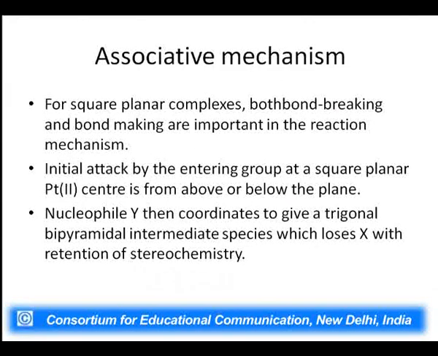Here both bond breaking and bond making are important steps, and firstly there is attack by the entering group at the square planar center. Square planar means it is in the plane, so the attacking ligand can attack from both sides, from above the plane as well as from below the plane. When the ligand attacks above or below the plane, we have the square planar complex and one ligand above, leading to square pyramidal geometry.